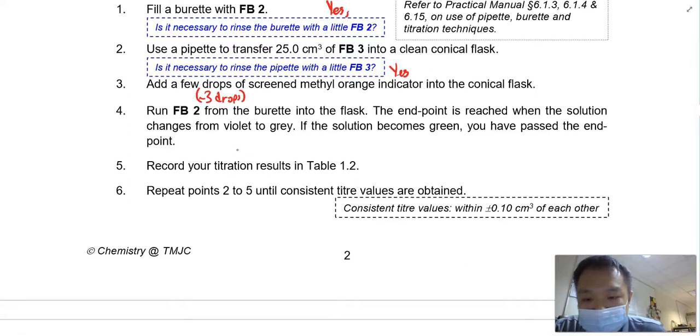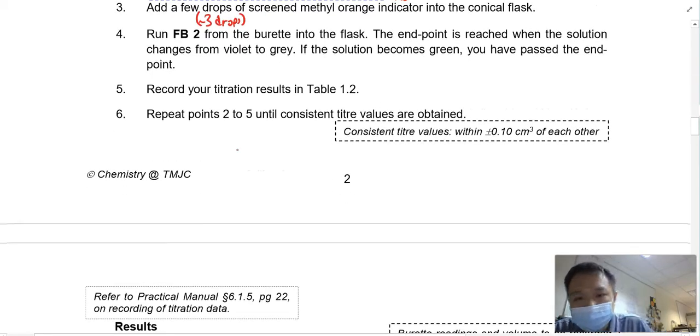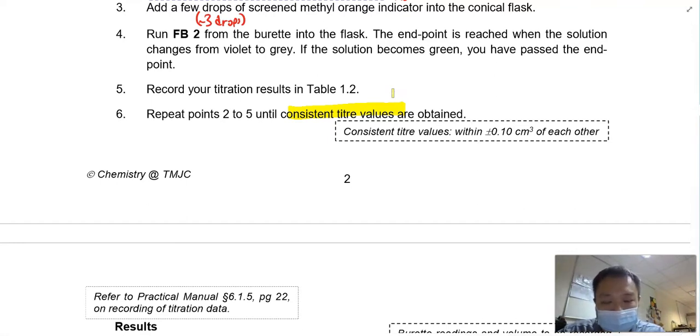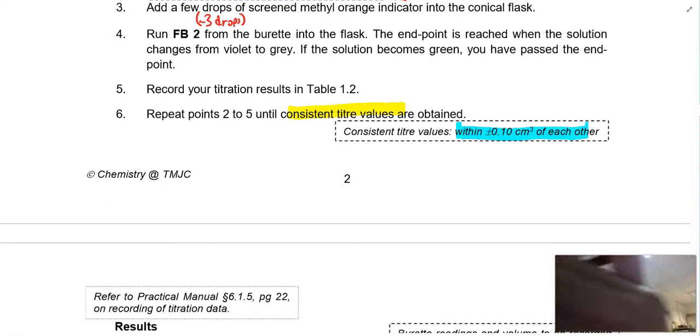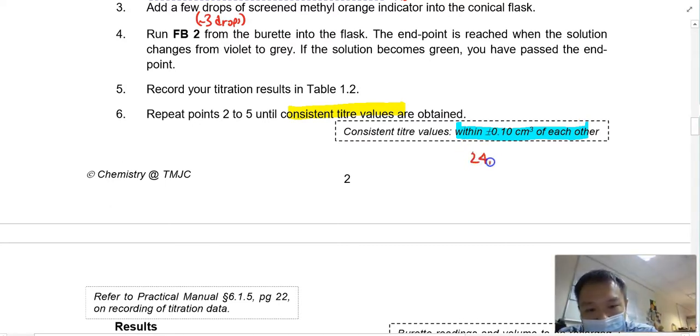So you're supposed to record your titration results, and take note of this concept of consistent titer values. I know that in O levels, your concept of consistent titer values can be within plus minus 0.10 cm cube of each other. But in A levels, this is a must, within plus minus 0.10 cm cube of each other. In other words, for example, if I have 24.20 and 24.00, these are not consistent titer values.